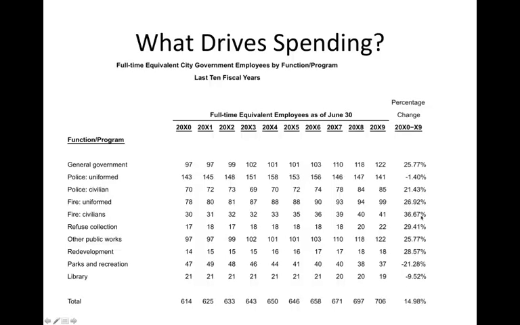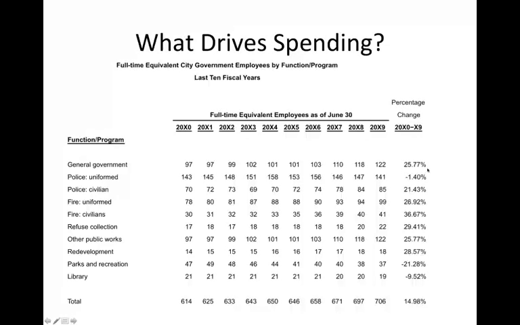Fire civilians and uniformed firefighters both increased faster. Sanitation collection, other public works, redevelopment all grew faster. On the other hand, not surprisingly, since spending went down, the number of employees in parks and recreation and libraries went down as well.